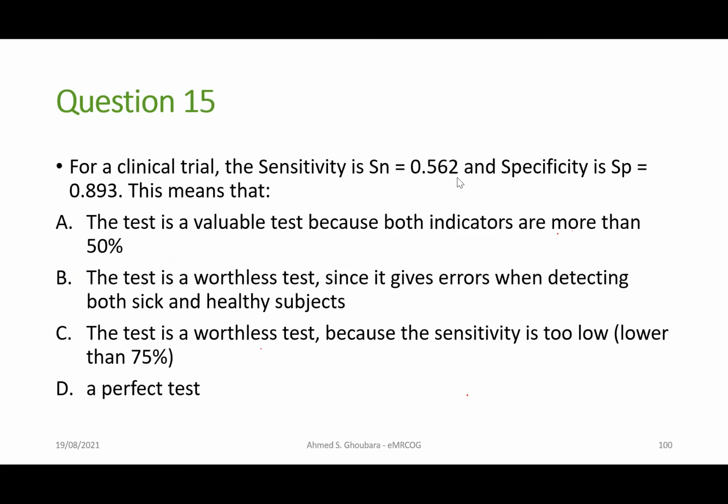So we have 50% sensitivity and 90% specificity. What does it mean? Does it mean that the test is a valuable test because both indicators are more than 50%? Is it a valuable test because of that? The test is worthless since it gives errors when detecting both sick and healthy subjects. The test is worthless because sensitivity is too low.